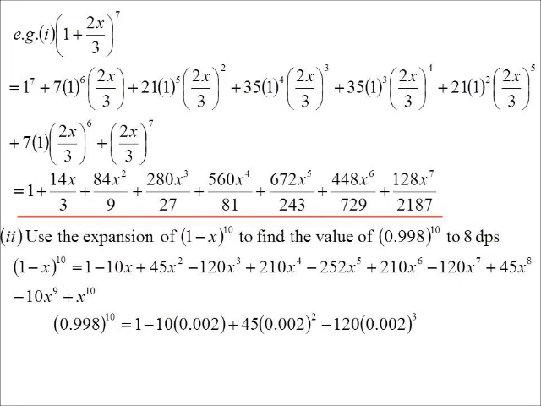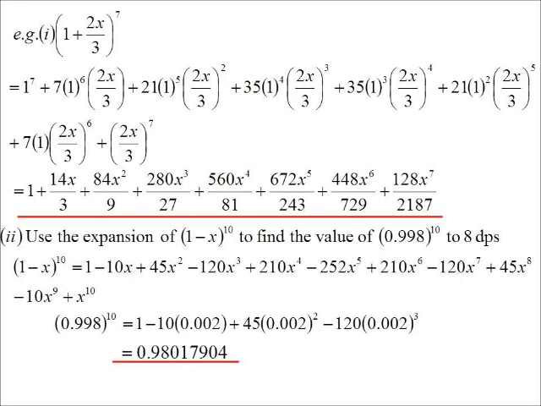So I can save my embarrassment at the shops. I just got to work this out in my head. That's easy. No, look, 2 squared's 4, 2 cubed's 8. So you just do a little bit of mental arithmetic and go, oh yeah, no worries. That's 0.980179004, and you save all your embarrassment. Thank you, binomial theorem. Who says maths isn't handy?